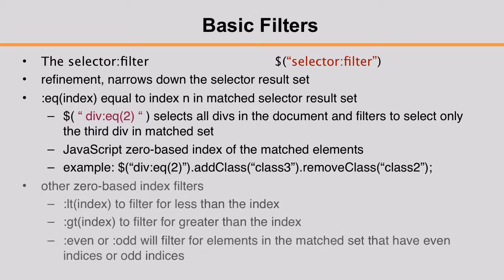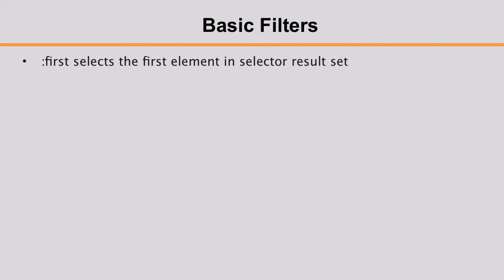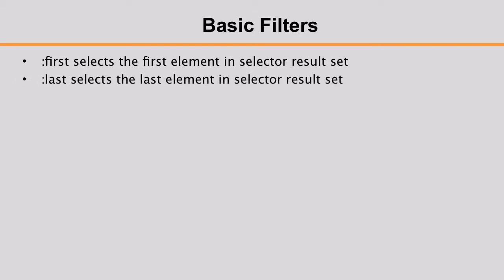There are other zero-based index filters in jQuery. LT filters for elements in the match result set with an index less than the passed-in index. GT filters for elements in the match result set with an index greater than the passed-in index. Even or odd filters for elements in the match result set that have even indices or odd indices. Very useful for alternating classes. First filters for the first element of the match selector result set, and last filters for the last element of the match selector result set.